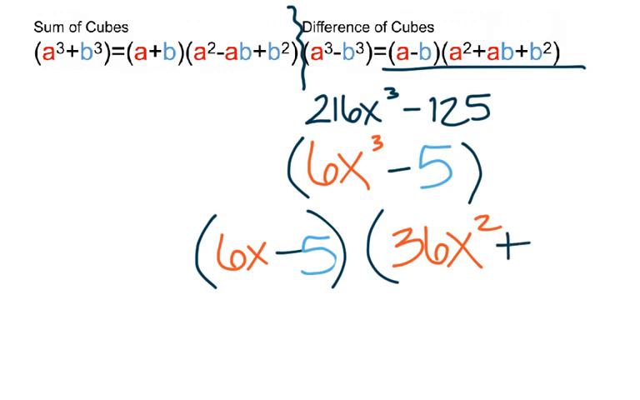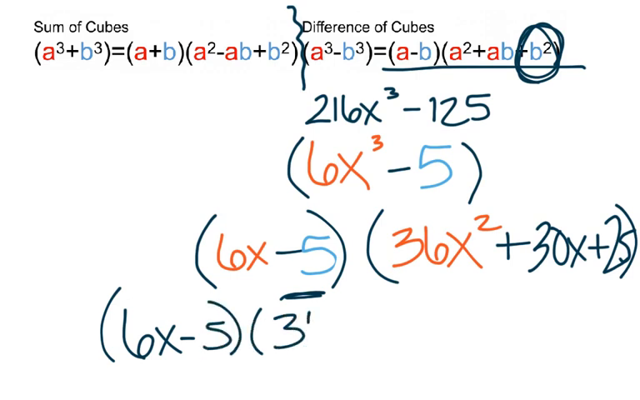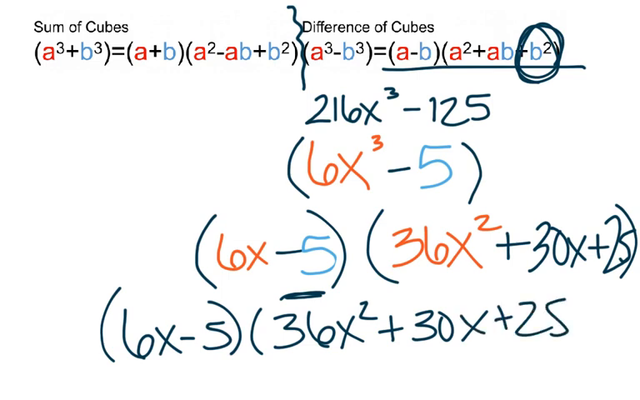Plus sign. Now for the middle, I'm going to multiply the two things that were being cubed, the 6x and the 5. 6x times 5 is 30x. And then at the very end, I'm going to take the last thing that was being cubed and square it, because it says to square it right there. 5 squared is 25. So here's my final answer: 6x minus 5, times 36x squared plus 30x plus 25.